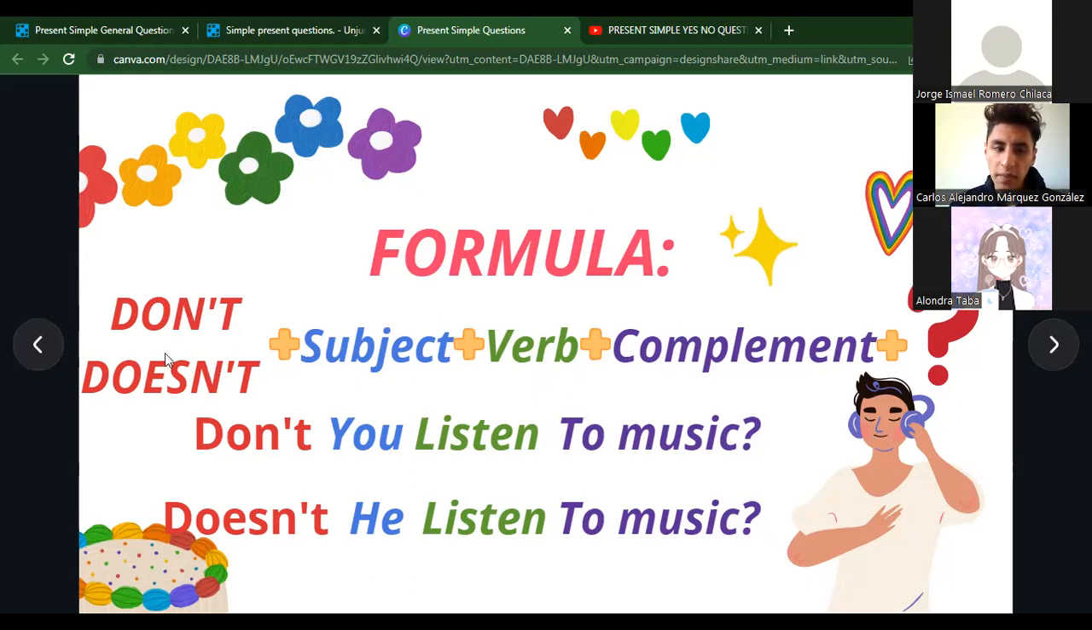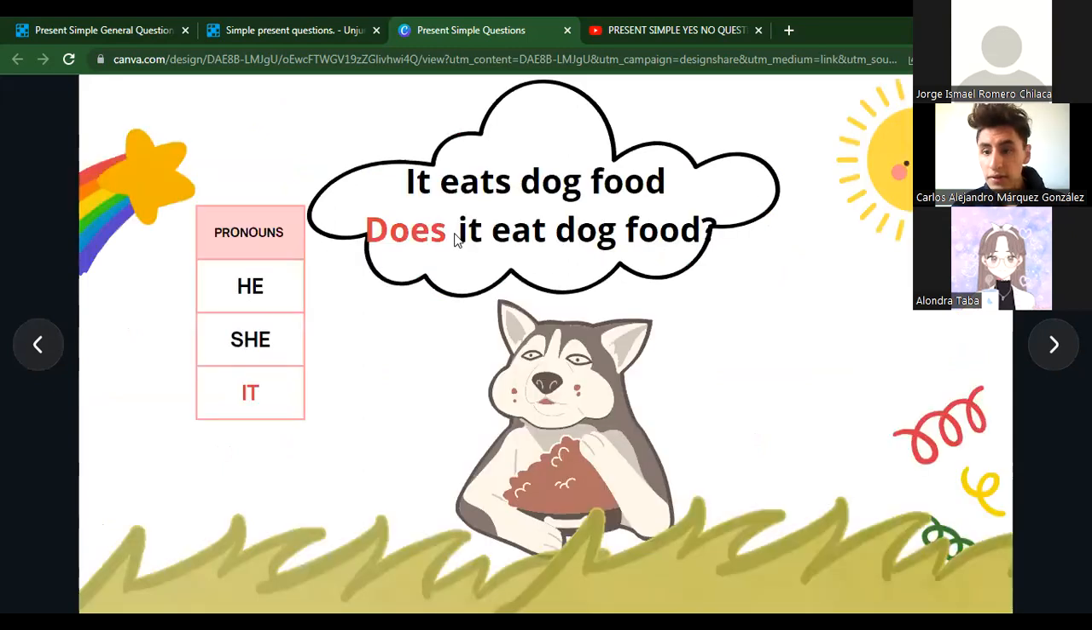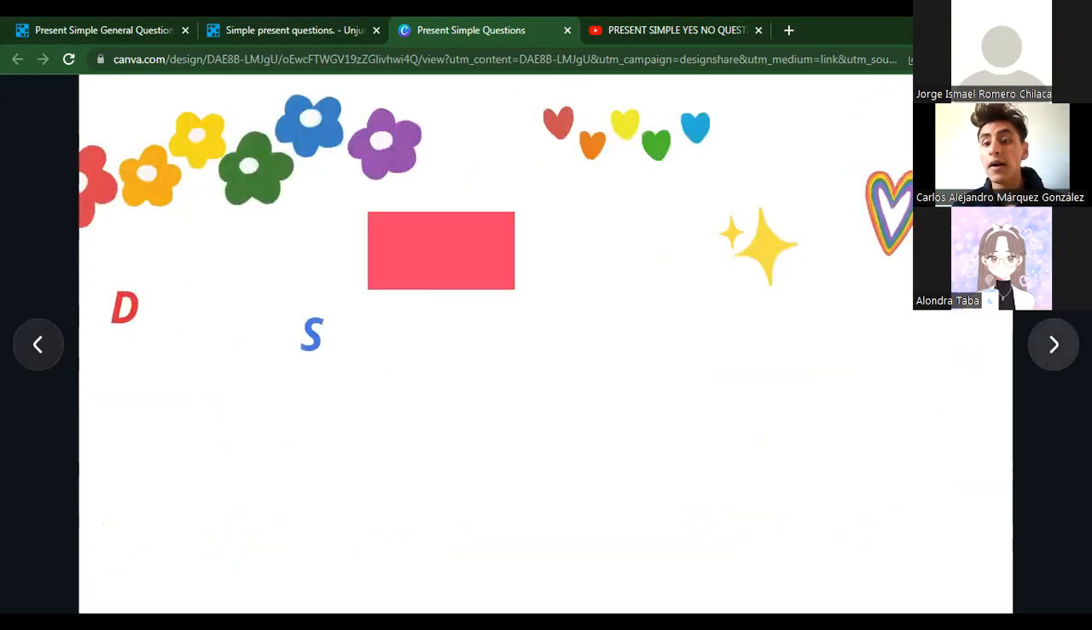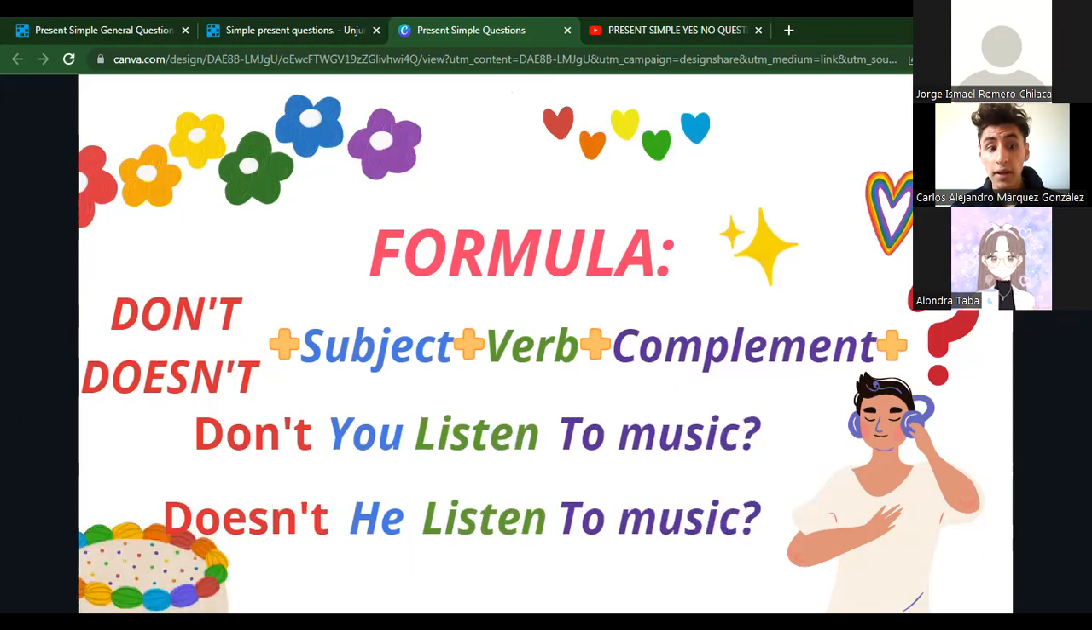Now, if you want to make negative questions, again, at first we're going to use the negative auxiliary, okay? Do and does are affirmative auxiliaries, and don't and doesn't are negative auxiliaries, okay? So first we're going to use don't and doesn't, okay? Later, we're going to place the subject pronoun, then the verb, and finally the complement as everything, okay?